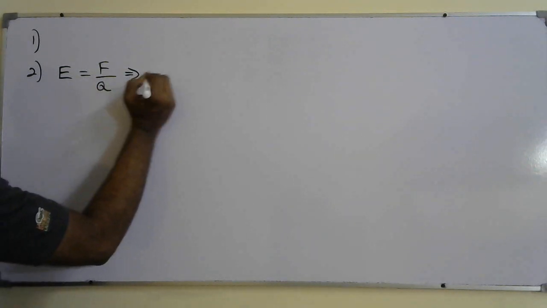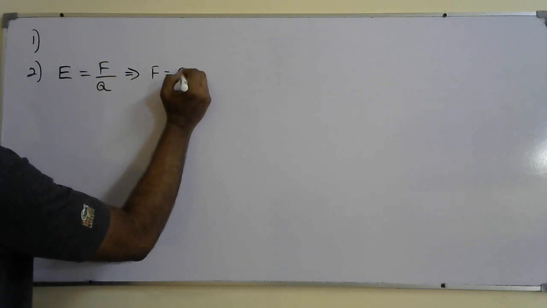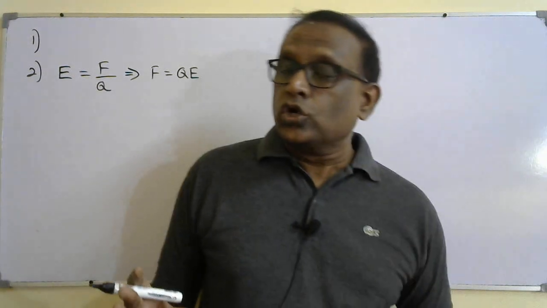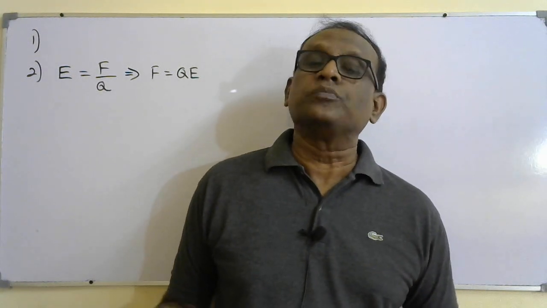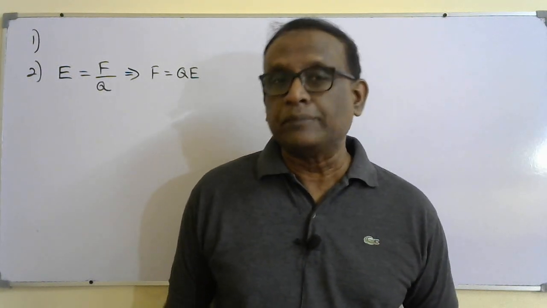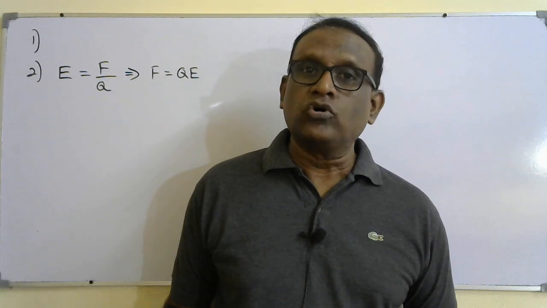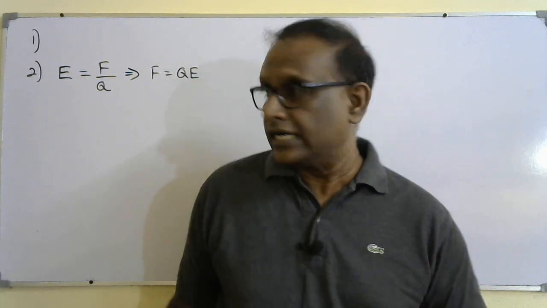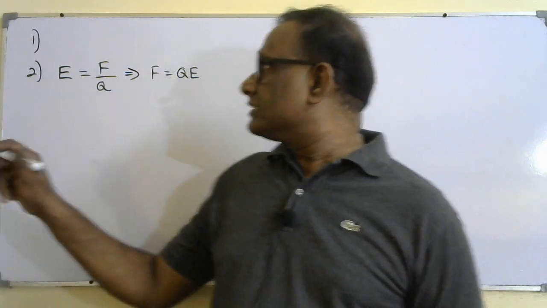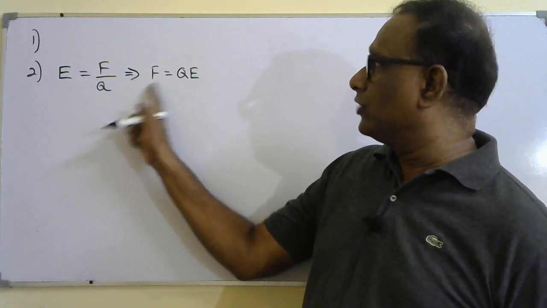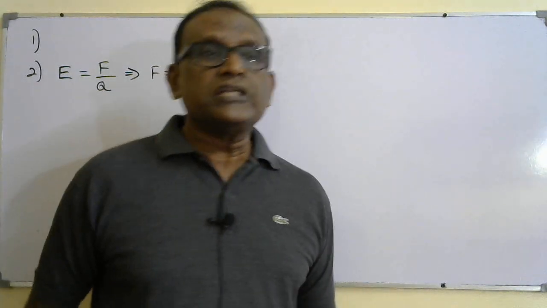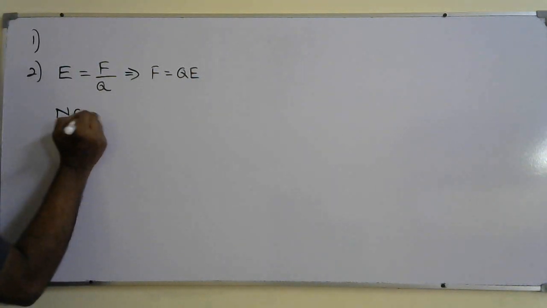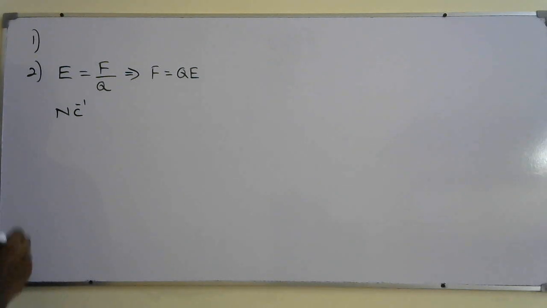So from this you get the first definition, F equal QE. There also you must know that the positive Coulomb charge should be a point charge. From the definition we can say E equals F over Q, F equals QE. The unit of electric field strength is Newton per Coulomb.